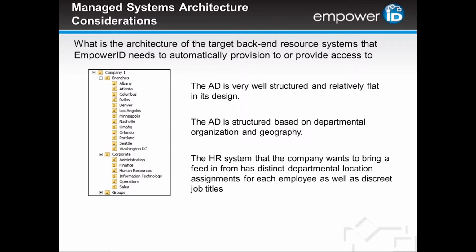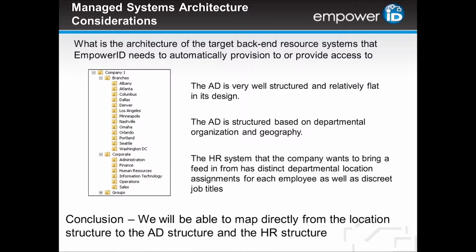And they also have an HR system that we want to bring in a feed from that has distinct departmental location assignments for each employee, as well as discrete job titles. So what we know from this information is that we should be able to map pretty directly from the location structure to an Active Directory structure and HR structure. And the reason I say that is because the assignment points that they talked about previously with the business users needing to be able to delegate map in pretty well to the branch structure and the corporate departmental structure. And we'll see how we're going to map those in here in a little bit.